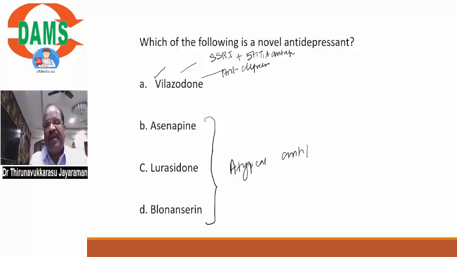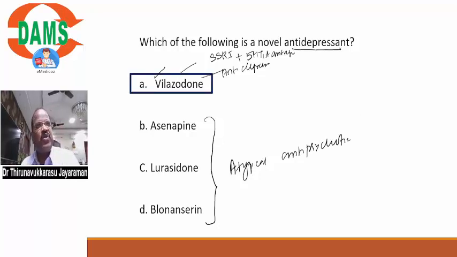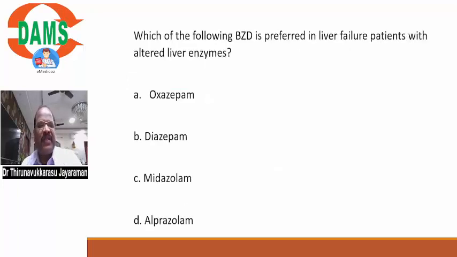Atypical antipsychotic agents. They're asking which is antidepressant. So answer: vilazodone. Next. Which of the following benzodiazepines is preferred in a liver failure patient having altered liver enzymes?